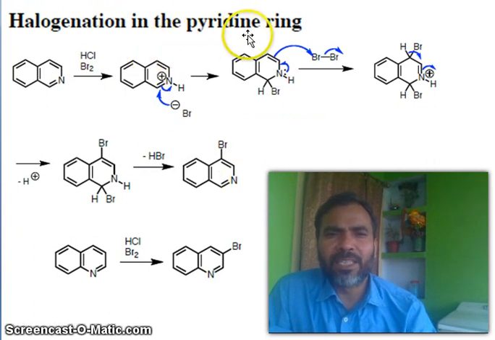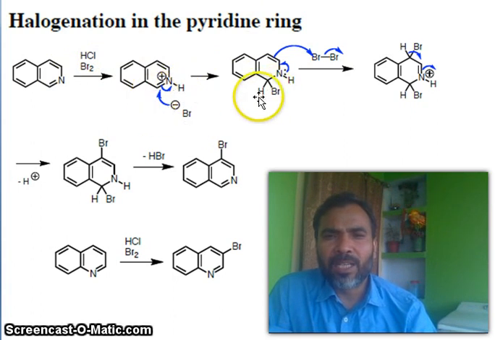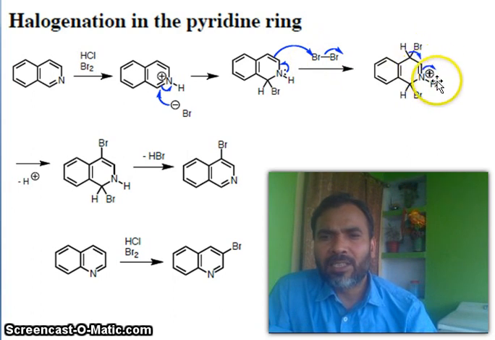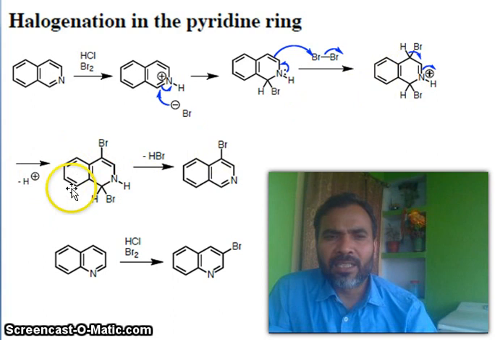Halogenation in the pyridine ring. You see, protonation occurs on this nitrogen and the nucleophile attacks on this center, it becomes HBr, and then shifting of the bonds, and this double bond approaches this Br, and this addition product is obtained. Minus H plus, then this product will form, minus HBr, then you see isoquinoline, and the same as in quinoline.